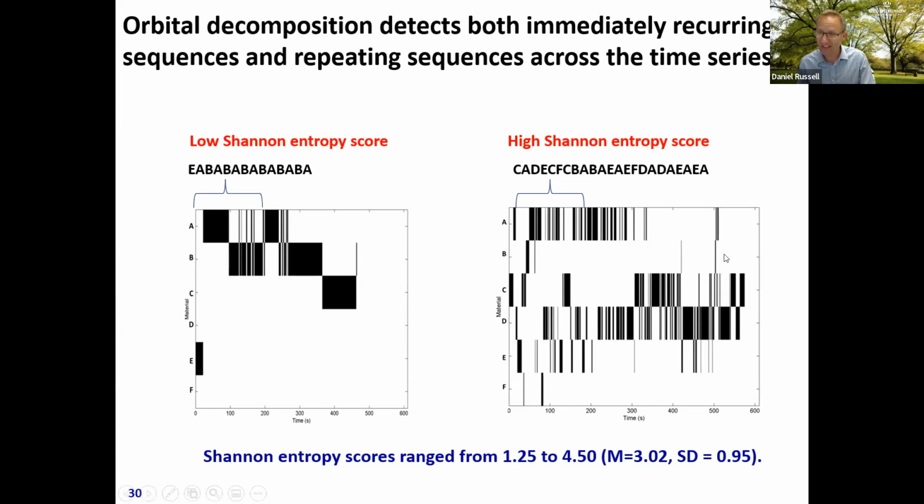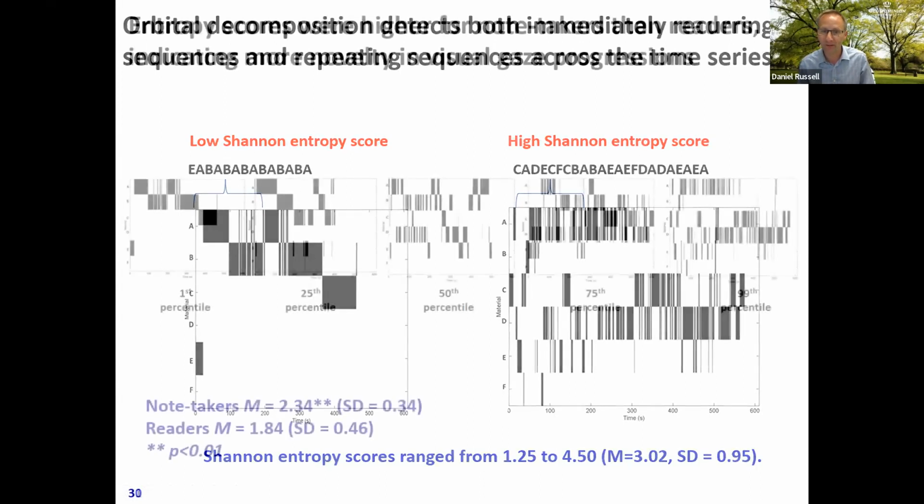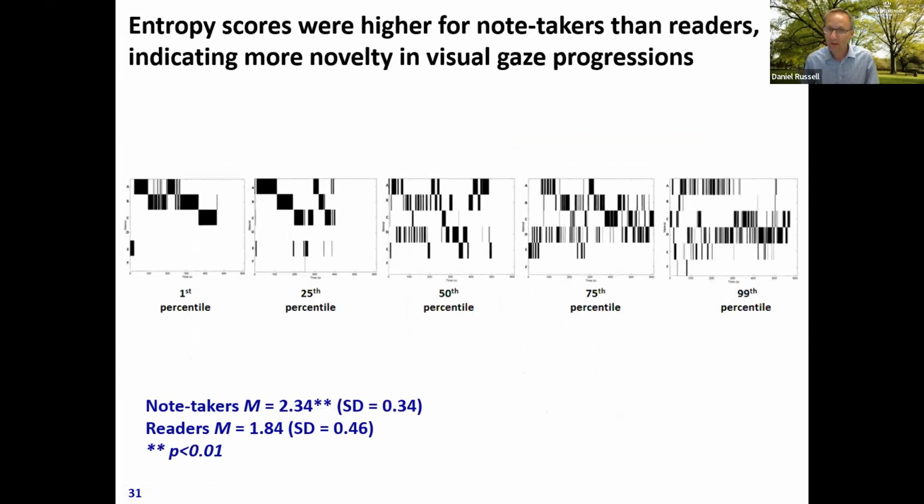So orbital decomposition looks at recurring sequences and repeating sequences, ones that immediately recur and just general repeating sequences, and it teases out whether there is a pattern there and how consistent those are. What we found was that the entropy scores were higher for note takers than readers. As I said, there were no instructions that they had to take notes.